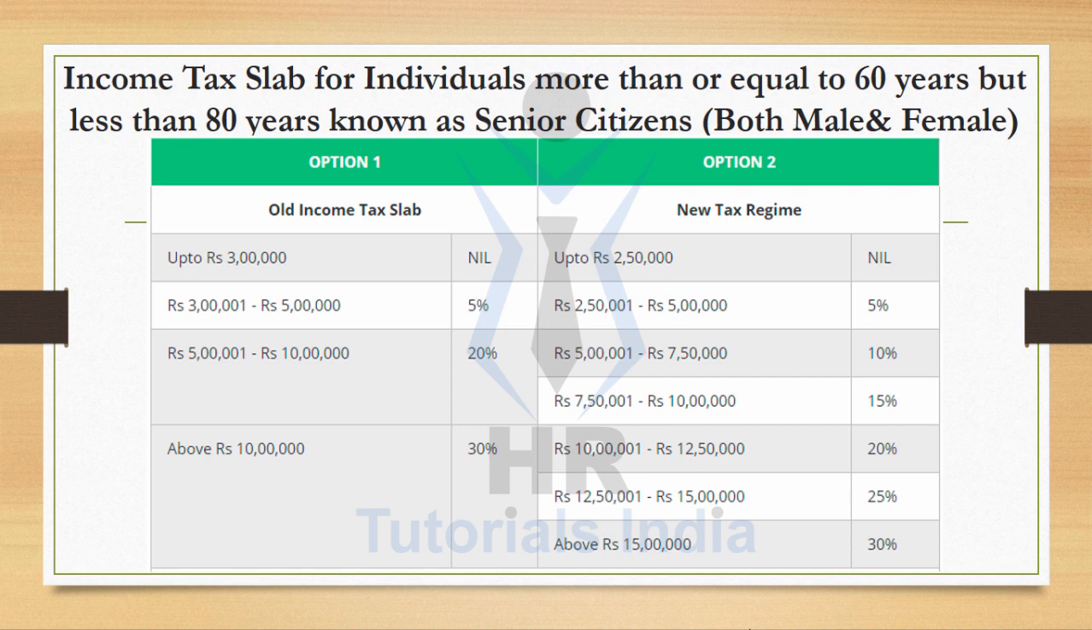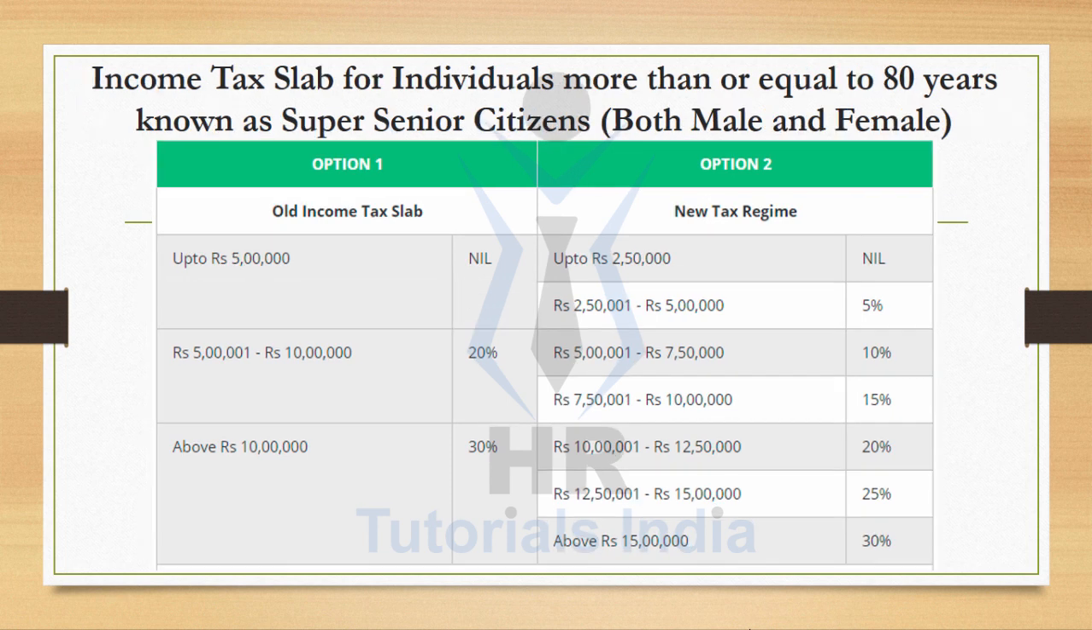When it comes to the new tax regime, up to 2.5 lakhs, it's nil. 2.5 lakhs to 5 lakhs, it is 5%. 5 lakhs to 7.5 lakhs, 10%. 7.5 lakhs to 10 lakhs, 15%. 10 lakhs to 12.5 lakhs, 20%. 12.5 lakhs to 15 lakhs, 25%. And above 15 lakhs, it is 30%.